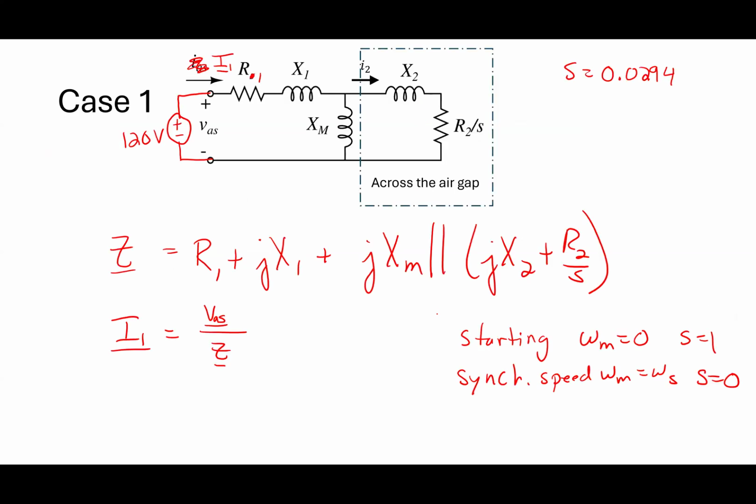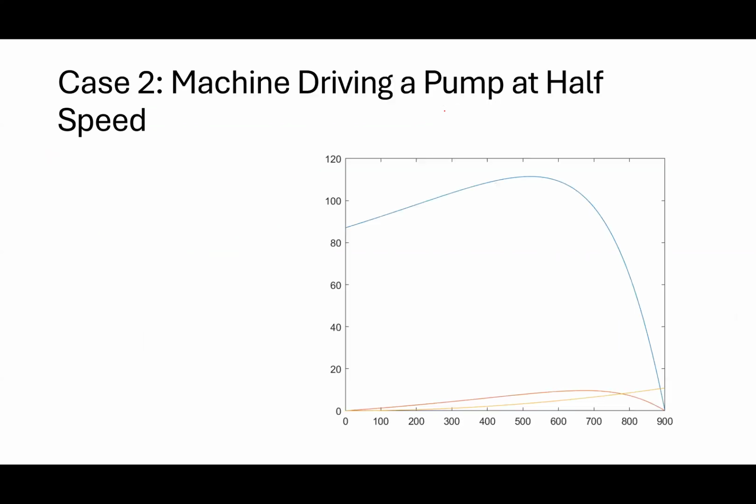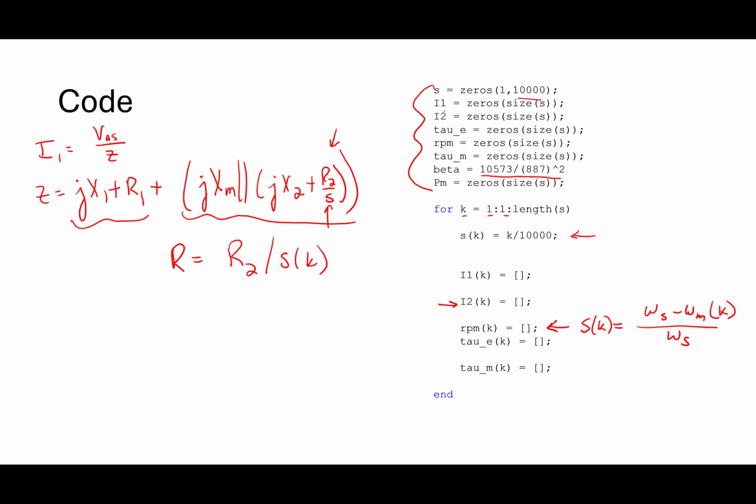Use the current division, right? So if I know this current, I can do current division to figure out the current that is in this branch right here. Okay. And why do I need that? Why do I need I2? To find the torque. Yep. All right.